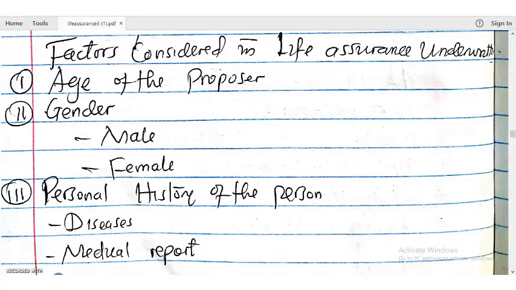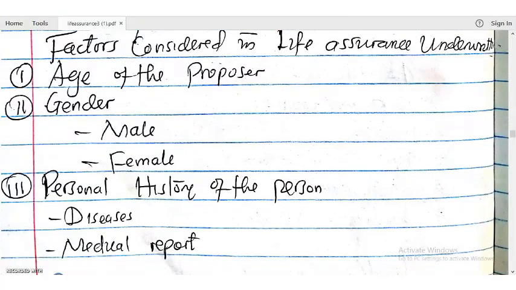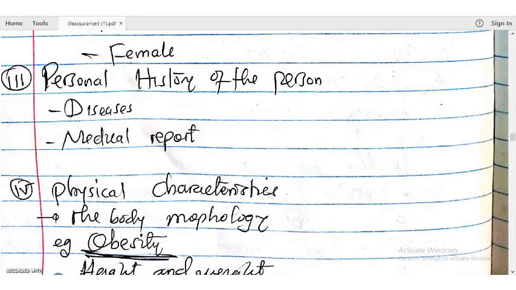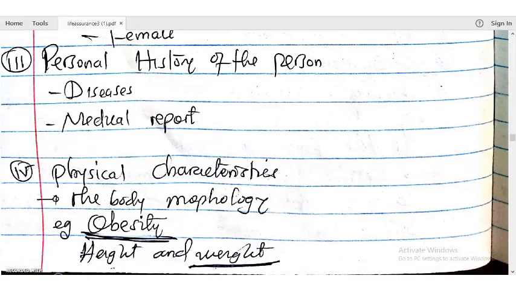Nyingine ni personal history of the particular individual. Kwa hiyo anaangaliwa, je, amewahi kuugua mara ngapi, medical reports and things of the kind. That is the personal history of the particular person. So unapofanya underwriting in life, lazima uangalie history ya mtu binafsi. Another is physical characteristics, the body morphology. Je, huyu mtu ni mnene kiasi gani? Ana urefu kiasi gani, ana uzito kiasi gani. Naamini kama mtu akizidi uzito fulani kulingana na weight yake, basi huyo mtu anaweza kuface matatizo kadha wa kadha. Mtu mwenye unene mkubwa, tunaamini kwamba huyu mtu anaweza kuface baadhi ya matatizo fulani fulani. Kwa hivyo na premium yake itakuwa calculated based on the body morphology yake.